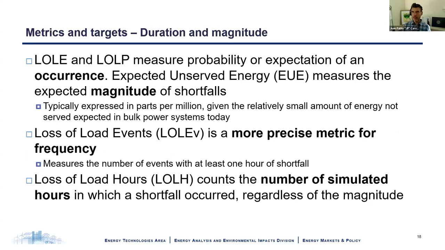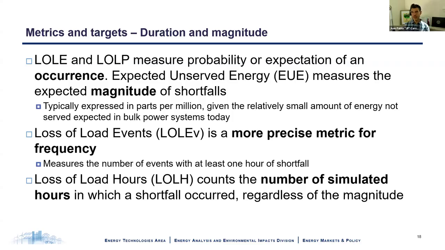As I was saying, loss of load expectation and probability measure the frequency or probability of an event happening. The expected unserved energy, the EUE, measures the expected magnitude of the shortfall. So this gives us a flavor of whether the shortfall is expected to be very large and cover a large part of the system, a large spatial magnitude, or if it's rather small. And as you can think, it's different if I have multiple small shortfalls than a big single shortfall, even though both may add up to the same.